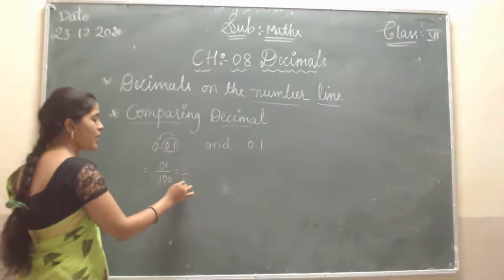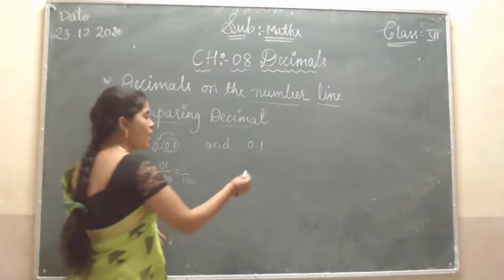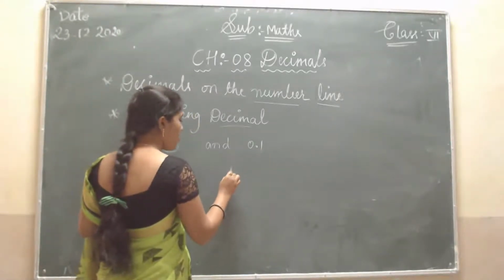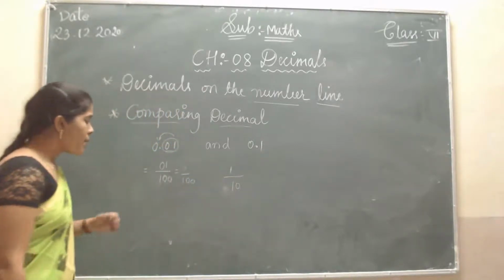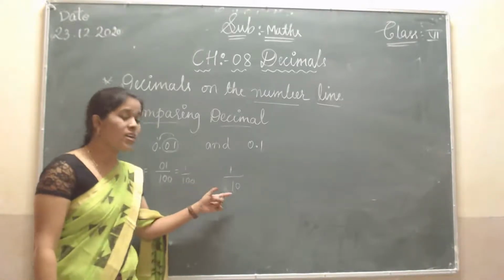0.01 means 1 by 100. 0.1 means 1 by 10, because there is one number after the decimal point, so we take 10. But here the numerators are equal, while the denominators differ: one is 100, one is 10.